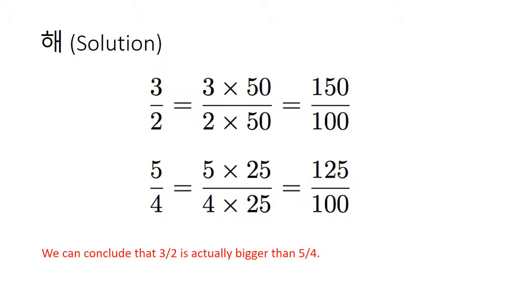100. Okay, now let's look at the second fraction 5 over 4. We know that 4 times 25 equals 100, so we can multiply the top and bottom by 25. This gets us to the fraction 125 over 100. Now that these two fractions have the same denominator, we can compare them and see that 150 is clearly greater than 125, so we can conclude that 3 over 2 is greater than the fraction 5 over 4.